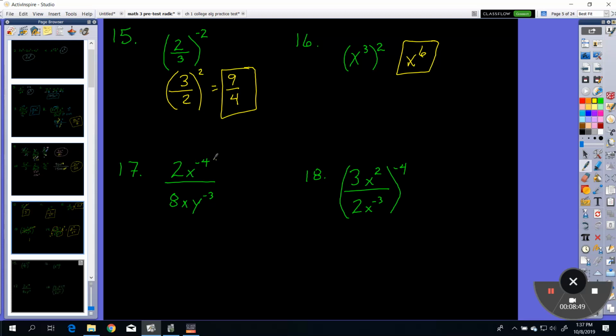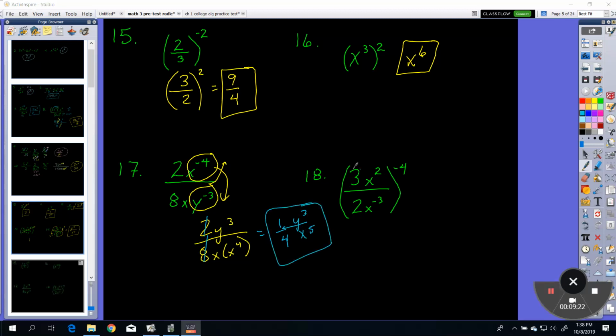On 17, you have a negative exponent with x to the negative 4th. It moves it down. Y to the negative 3 moves it up. So it's 2y to the 3rd over 8x, x to the 4th. So the 2 and the 8 are each divisible by 2. So that becomes 1/4. And there's no more y's on the bottom. It's all x's. So it's 1/4 y cubed x to the 5th.